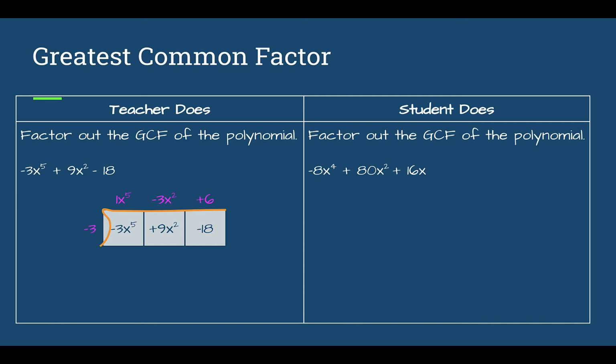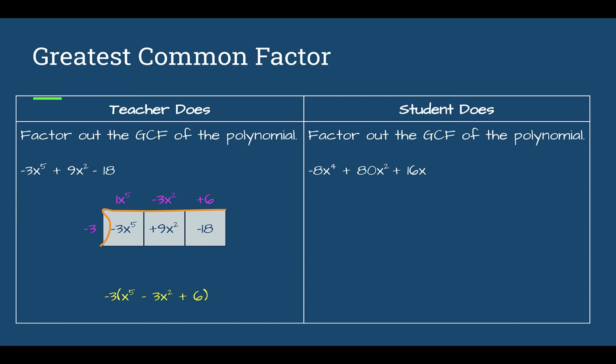To write our final answer here, we are going to take our GCF out front of parentheses, and then whatever we end up with on top, we put it inside parentheses, and that is our final answer. So it would be -3, set of parentheses, x to the 5th minus 3x squared plus 6.